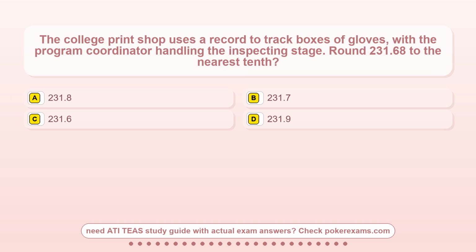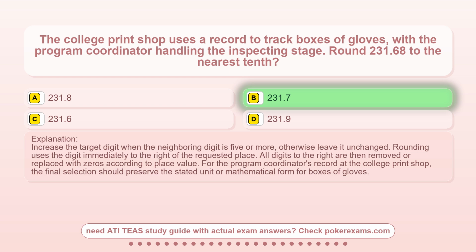Question 5. The college print shop uses a record to track boxes of gloves, with the program coordinator handling the inspecting stage. Round 231.68 to the nearest tenth? Option A, 231.8. Option B, 231.7. Option C, 231.6. Option D, 231.9. The correct answer is option B, 231.7.